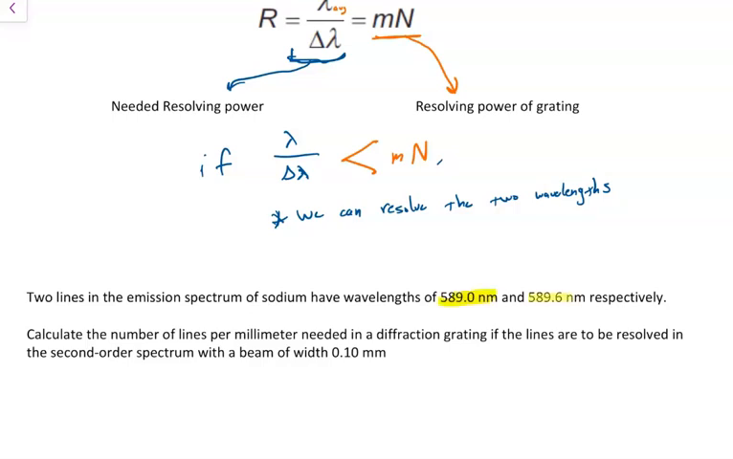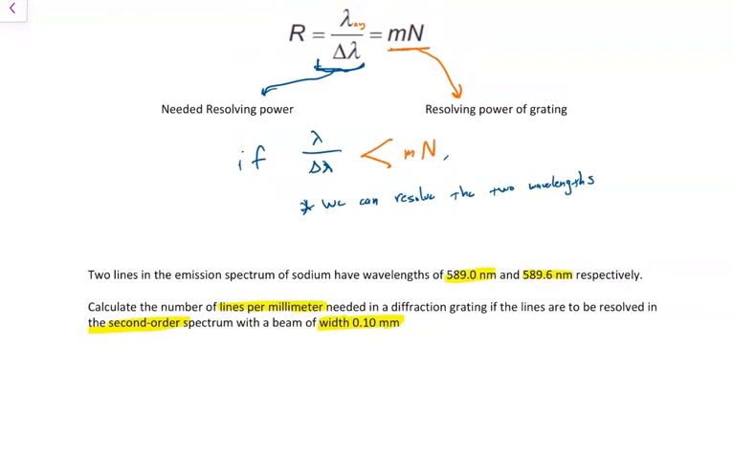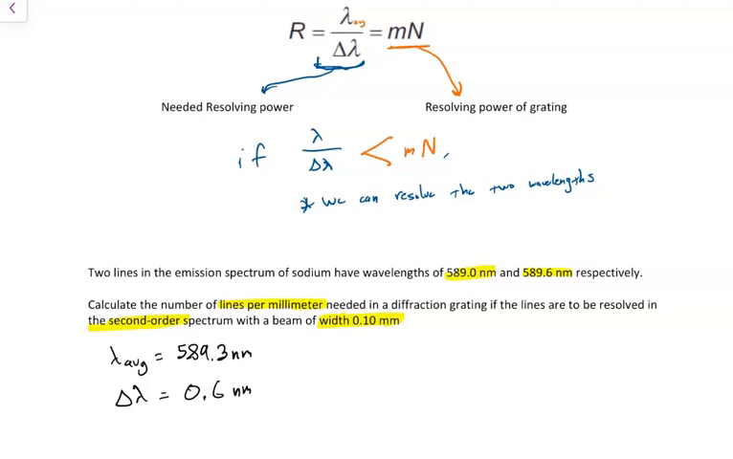First, we have our wavelengths. That's going to help us with the left side, with the needed resolving power. But the resolving power of the grating means we need to get to a lines per millimeter, with a beam of width 0.1 millimeters, assuming we're in the second order. So if I were to identify what variables I have below, I know my wavelength average is 589.3 nanometers. My delta wavelength would be 0.6 nanometers. And then my order is M, so that's my second order.